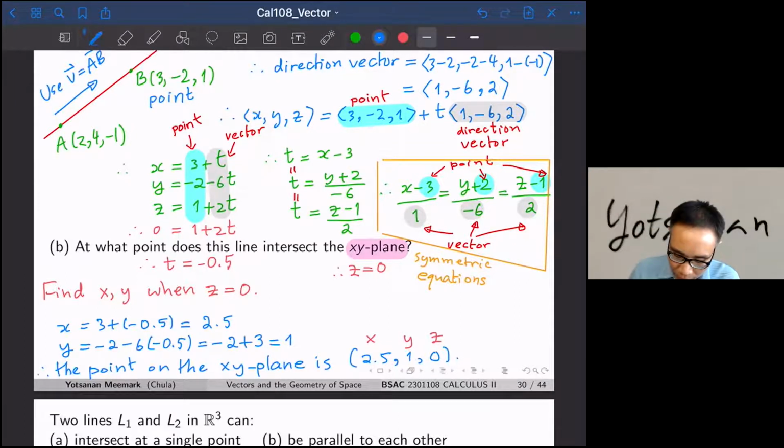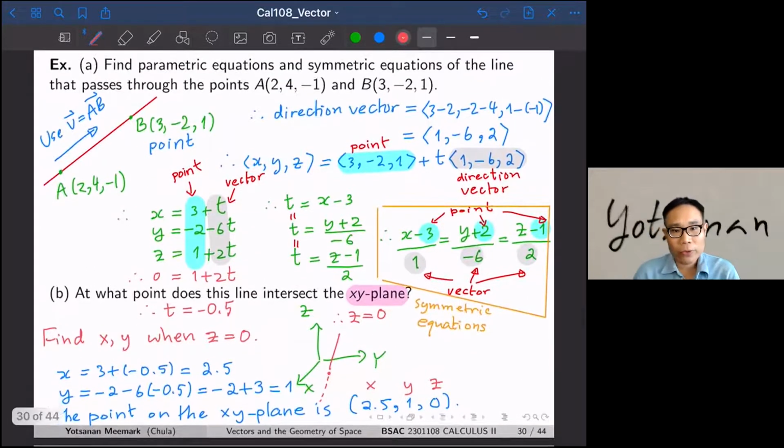What does it mean? You have x, y, z axes, and you have your line like this. At this point, the line intersects the xy plane. It's the point where the line intersects before going under the floor. So that is it for question B.